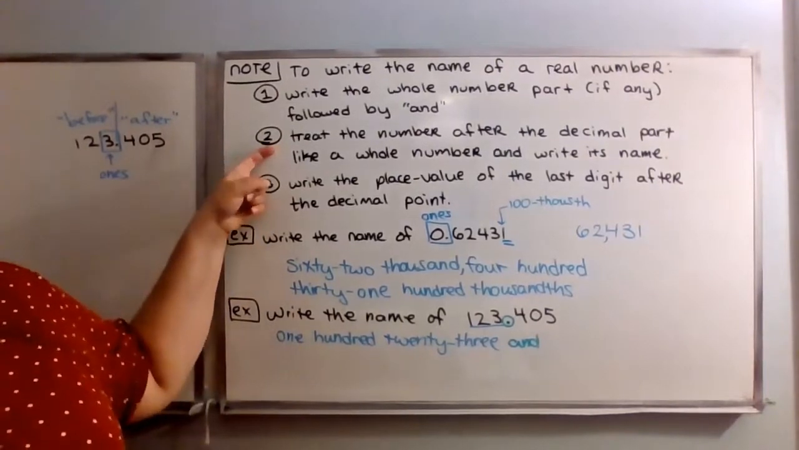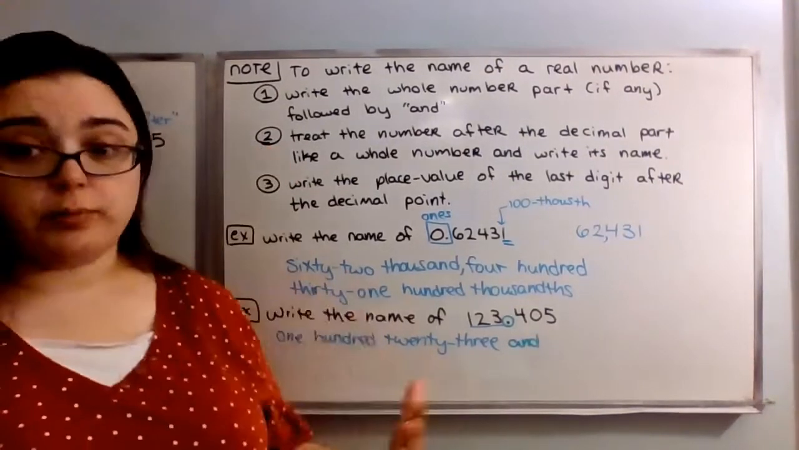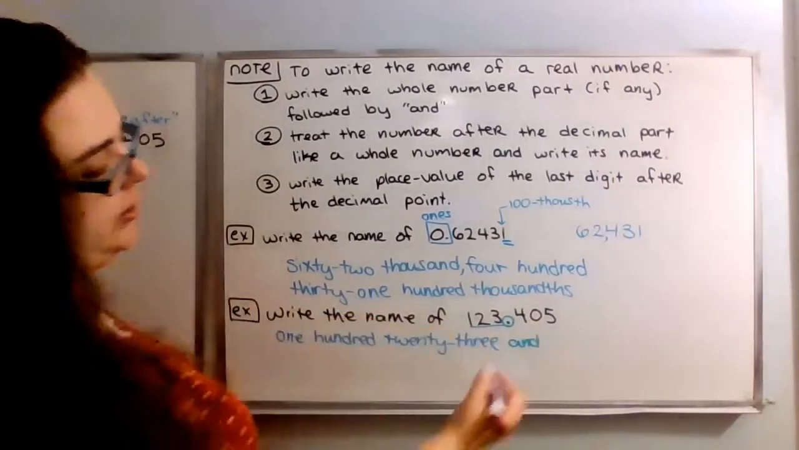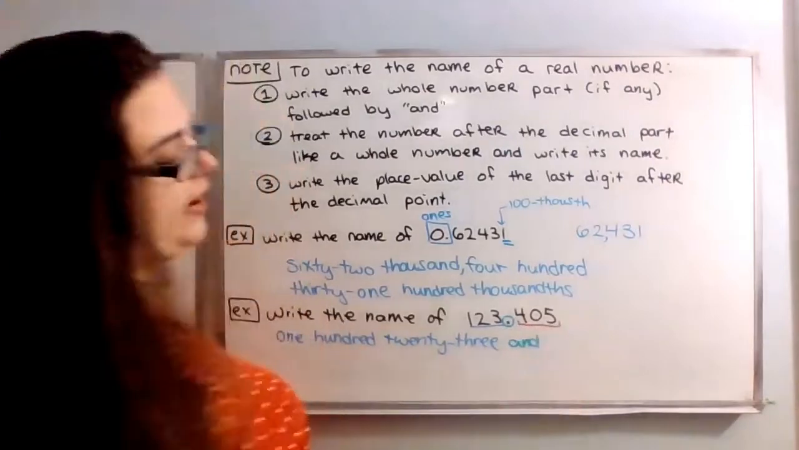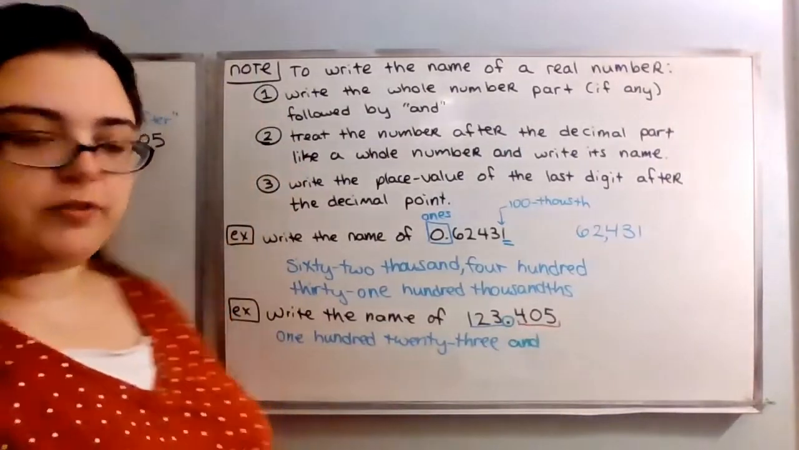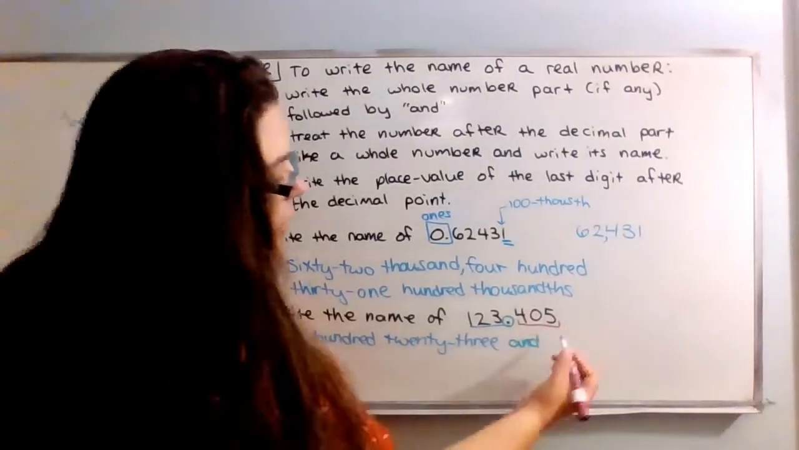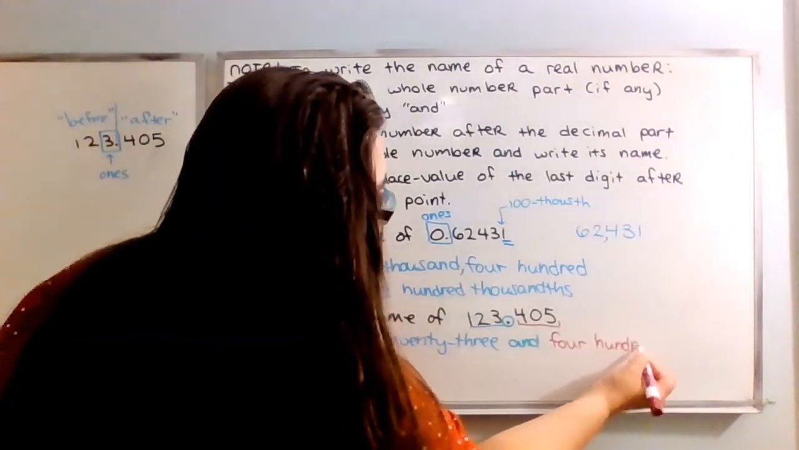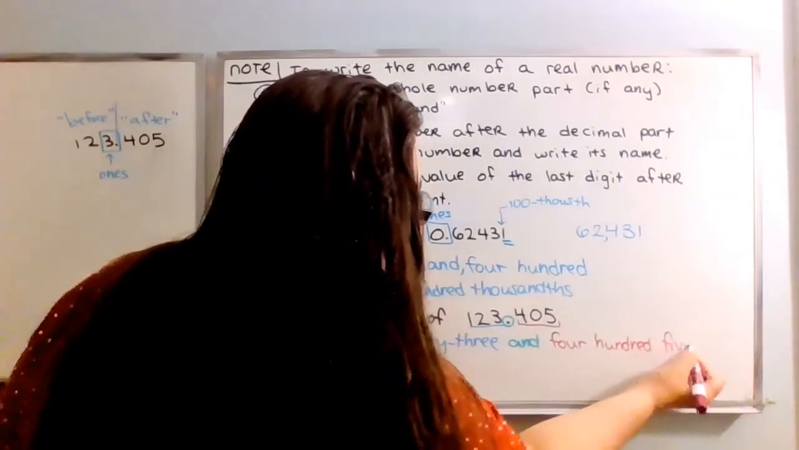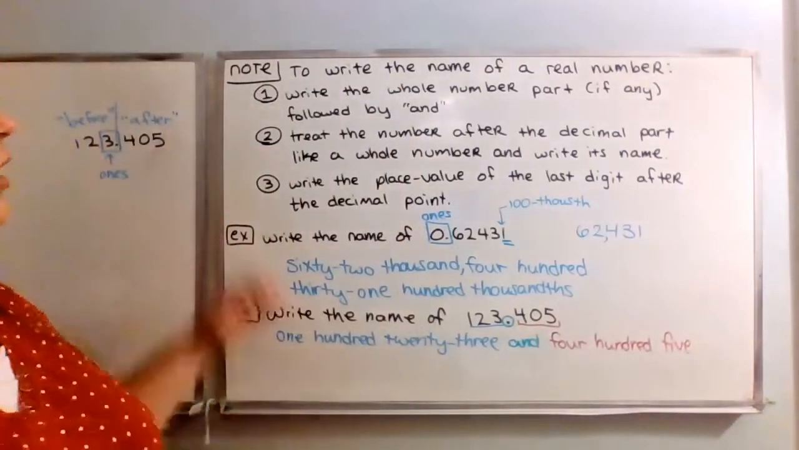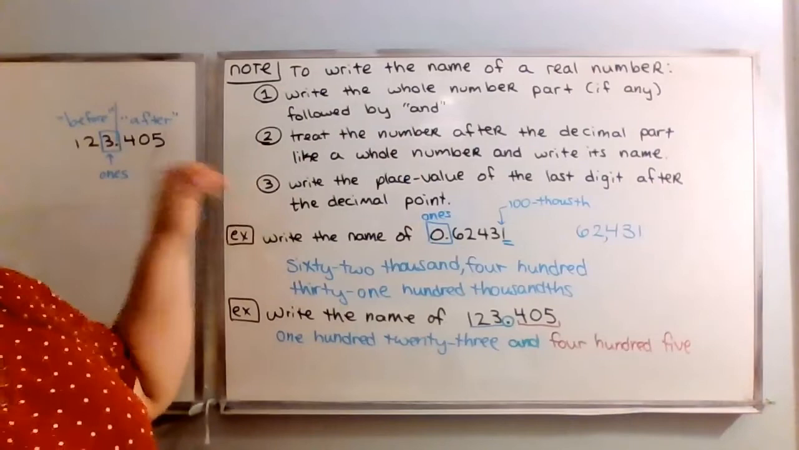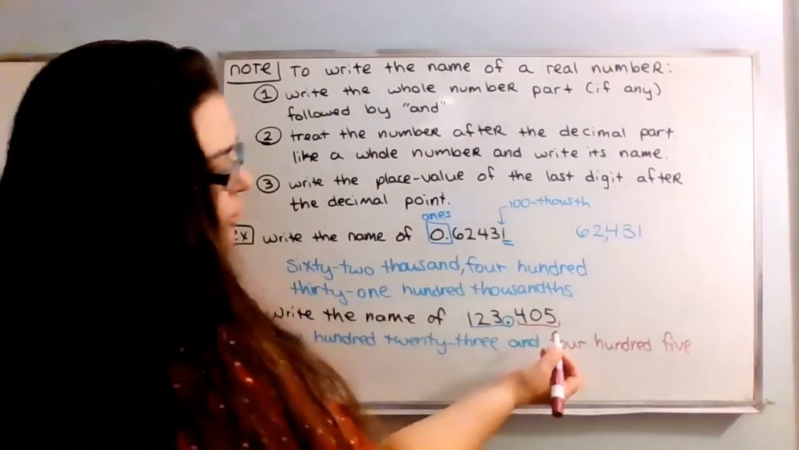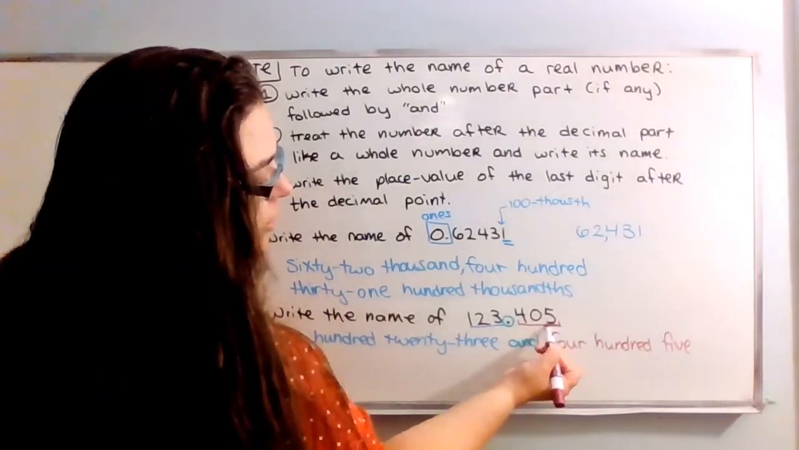Then we're going to treat the number after the decimal point like it's a whole number and write its name. The number that's after the decimal point here is this 405. If I were just writing the name of this number, that would be 405. And then to finish, for step 3, we're going to write the place value of the last digit after the decimal point. In this case, that's the place value of this digit 5.